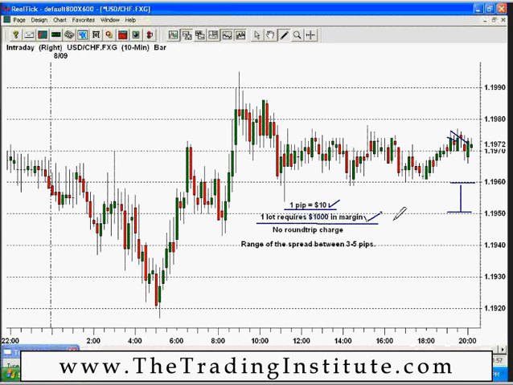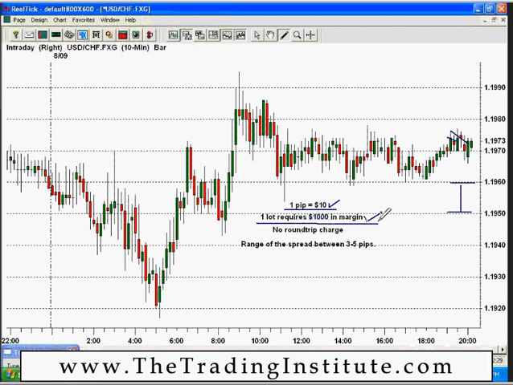So the unit that we get paid in is called a pip. The value of the pip is $10. The unit that we trade in is called a lot. It requires $1,000 of margin to make a 1-lot transaction. Think of a lot as a share of stock. In other words, if you wanted to buy 1 share of XYZ, it's going to take X amount of dollars. If you wanted to trade 1 lot of dollar versus franc, it's going to tie up $1,000 of margin in your trading account. Once again, you're not risking that $1,000. You're only risking the size of your stop, and on average, we work off of a 10-pip stop.